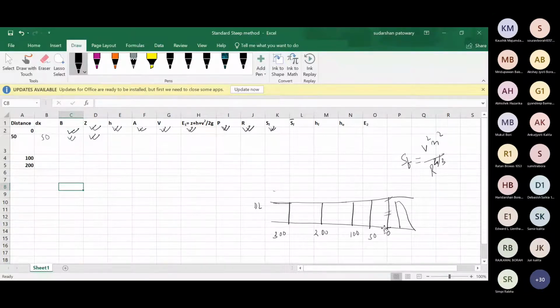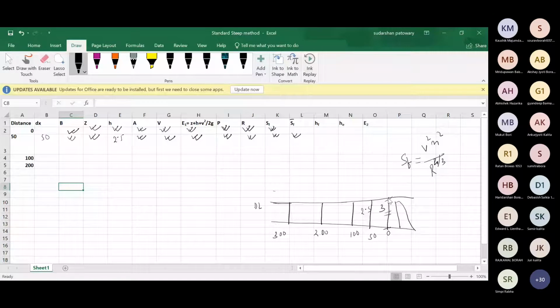Okay. So in 50 distance, suppose this side is 3 meter at the control section. We are considering after 50 distance, suppose this is your 2.5. So first we'll start with 2.5, just assuming. Then you can calculate area, velocity, energy, wetted perimeter, hydraulic radius, and SF. Now with the help of this you can calculate SF bar.